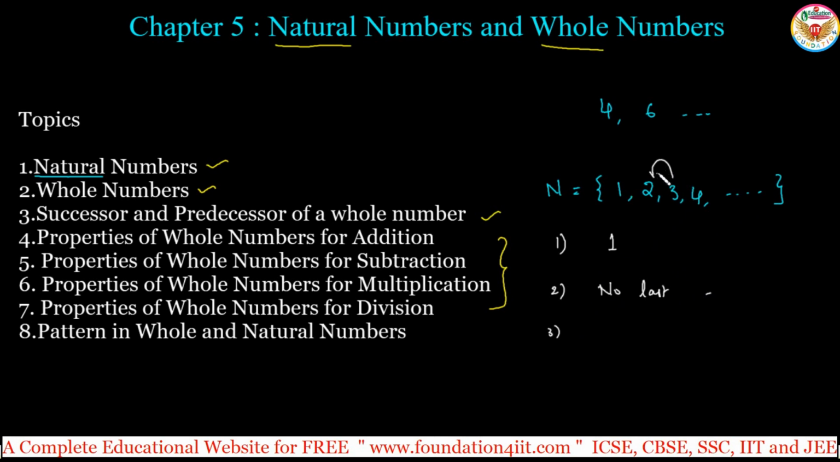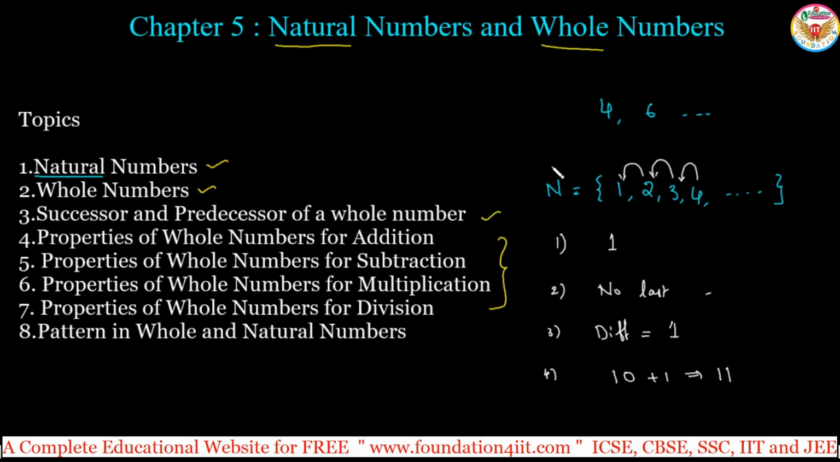And the third point is the difference between consecutive natural numbers is 1. 3 minus 2 is 1. 4 minus 3 is 1. 2 minus 1 is 1. So the difference between natural numbers is 1. And by adding 1 to any number, we get the next number. For example, if you take 10, by adding 1 to this 10, we get the next number. By adding 1 to any natural number, its next natural number is obtained. These are the basic points about natural numbers.